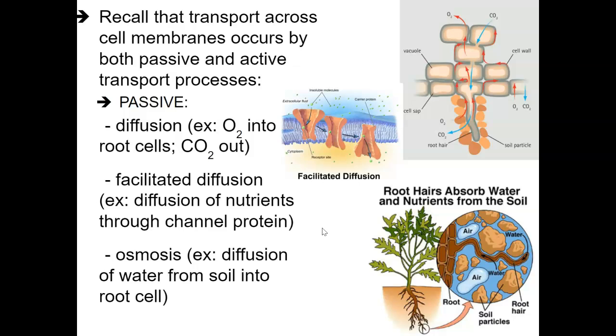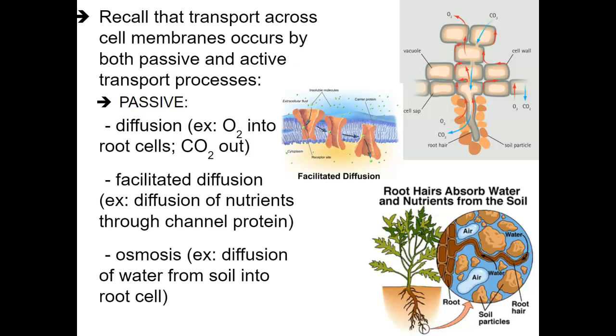Osmosis is a special type of diffusion. It is specifically the diffusion of water from an area where there's more water available to the area where there's less water available. So water this time is moving from high to low.